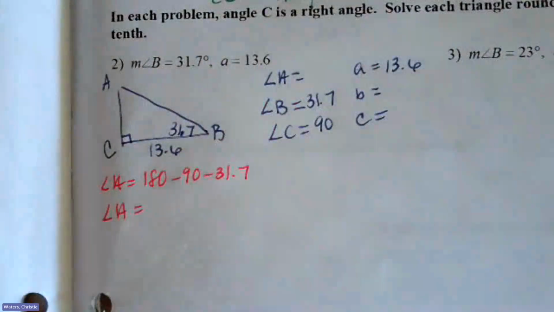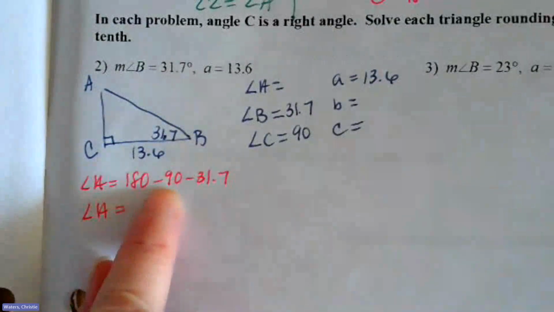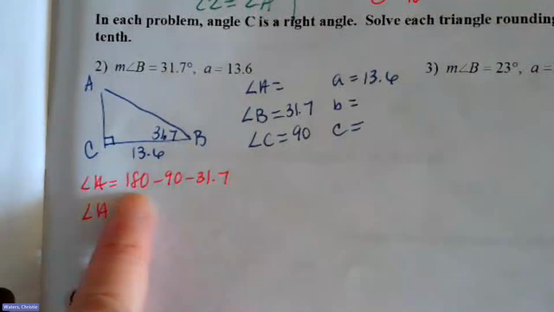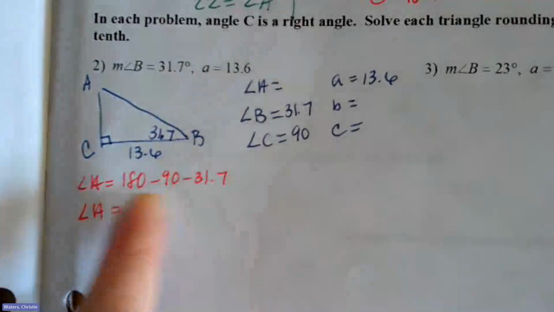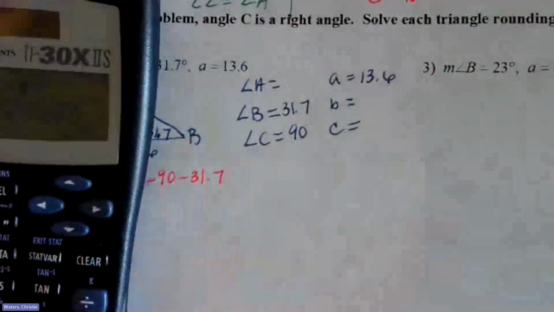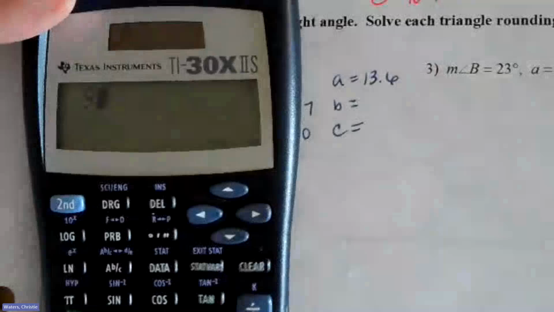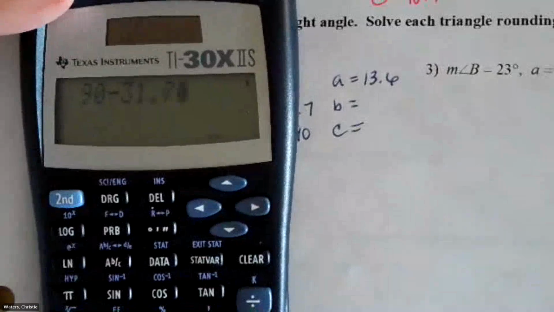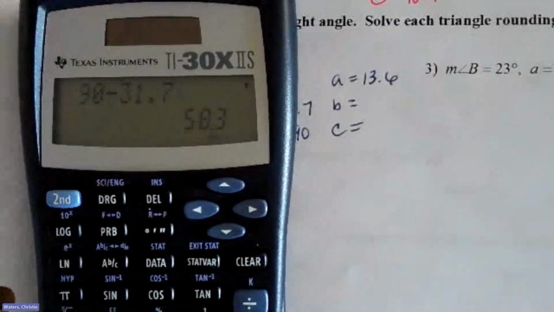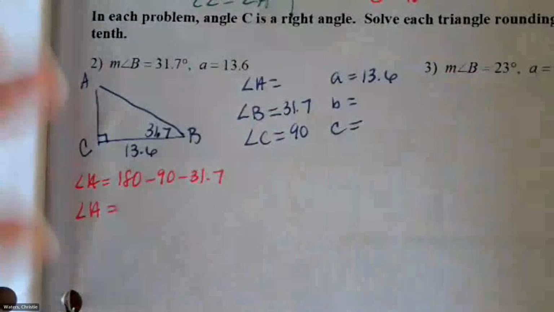I will give you a little shortcut here. These are all going to have a 90-degree angle, so it's always going to start with 180 minus 90, which is 90. So you can actually just do 90 minus 31.7. Or you can do all 3 numbers. Either way is fine. 58.3.